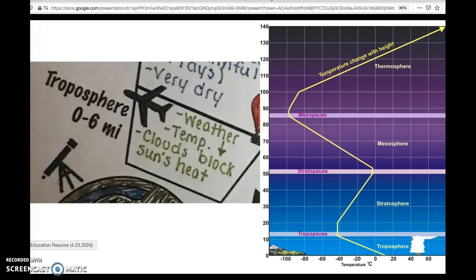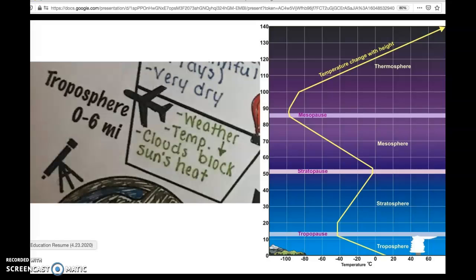Okay. And then with my little weather balloon right there and hot air balloon, as well as my plane, the planes will typically fly right at the top of the troposphere or even up into the next layer, which we call the stratosphere. This graph is something that you're going to see again and again.